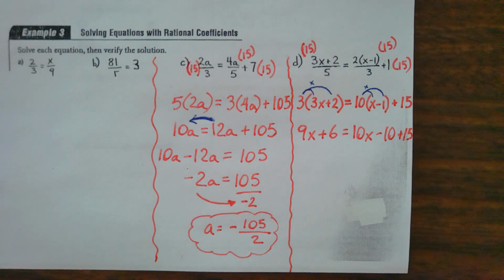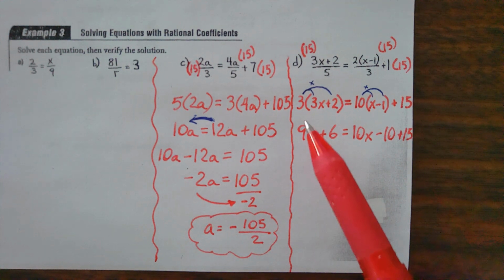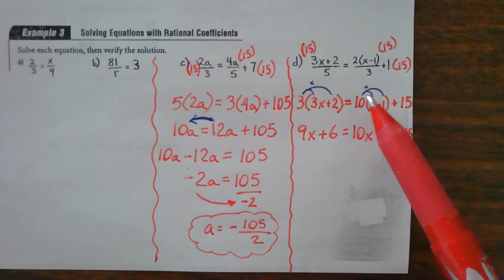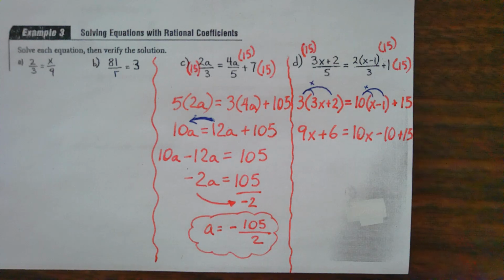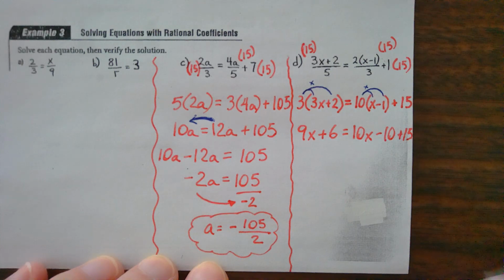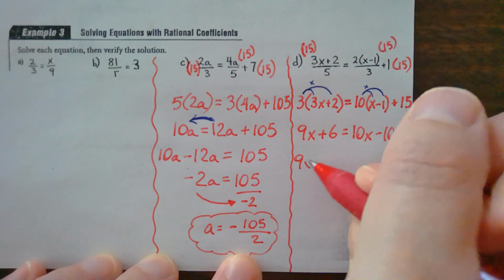I just distributed the number into everything inside the bracket. I don't do 10 times 15 because 15 is outside of the bracket. Okay, Ariana, can you help me with the next step? 9x minus 10x. Good.